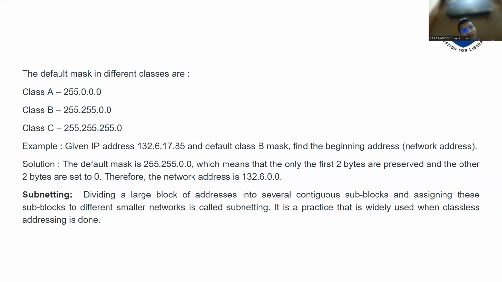Let's talk about an example. Given an IP address 132.6.17.85 and the default Class B mask, find the beginning address, which is the network address. The default mask is 255.255.0.0, which means that only the first two bytes are preserved and the other two bytes are set to 0. Therefore, the network address is 132.6.0.0.